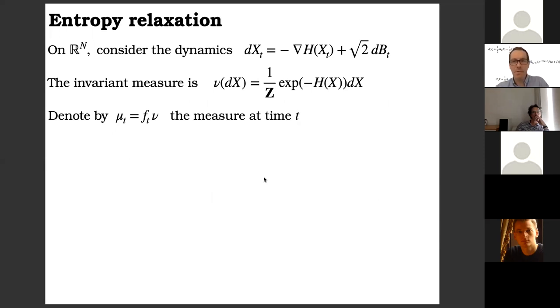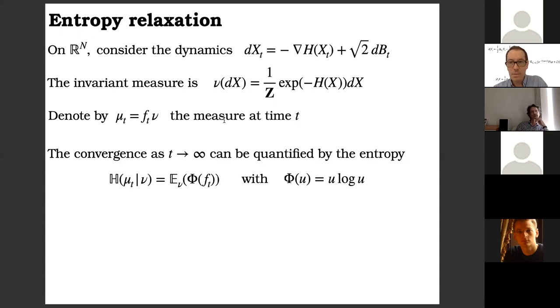Let me start by first recalling what Log-Sobolev inequality is and what it's for, basically. So the starting point is a stochastic dynamics, as the one written here. And this stochastic dynamics is reversible with respect to some invariant measure I'm going to call mu. Our goal is to understand, if we start from a measure which initially might be given by f0 times nu, so away from this invariant equilibrium measure, how the measure mu t relaxes as time t goes to infinity.